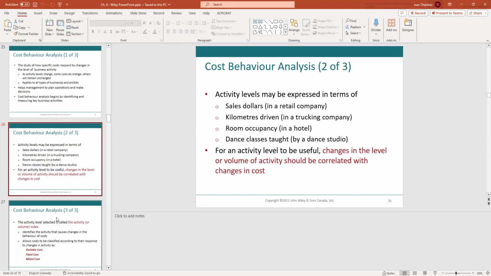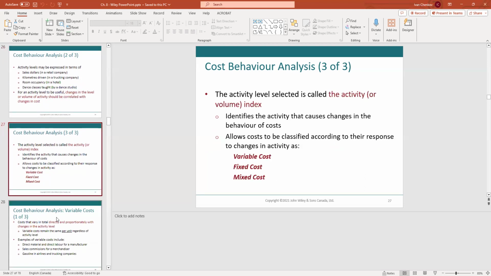I know it sounds very abstract, but let's go further and I'm going to make it simpler. Activity level is called simply activity index. Now, identify what activity drives the cost and how the costs behave based on that activity. For that reason, we can have three types of costs: variable cost, fixed cost, and mixed cost.